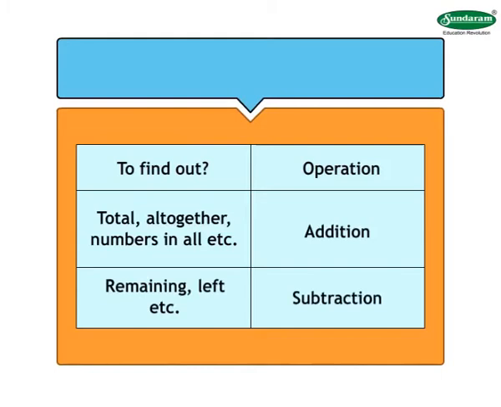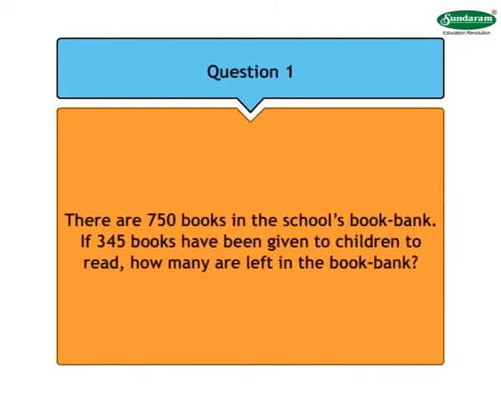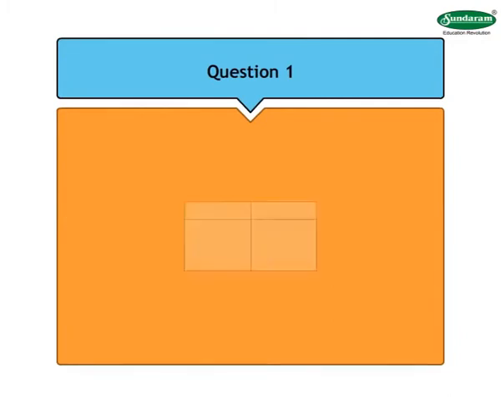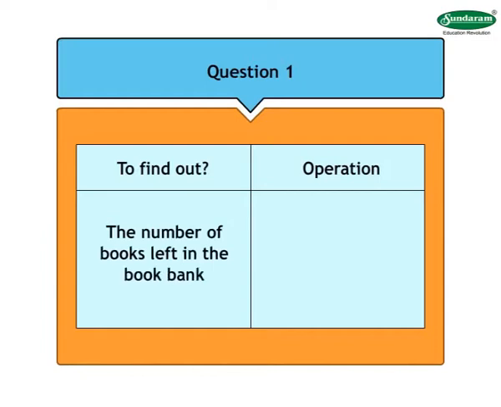Let us see some sums on page 42 and find out which operation has to be carried out in the sum. Question 1. There are 750 books in the school's book bank. If 345 books have been given to children to read, how many are left in the book bank? Answer. Here, in this sum, the total number of books in the school book bank is given to us along with the number of books given to children to read. We have to find the number of books left in the book bank. Thus, the operation involved in this problem is subtraction.